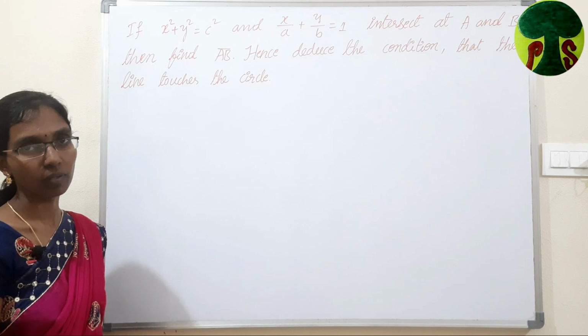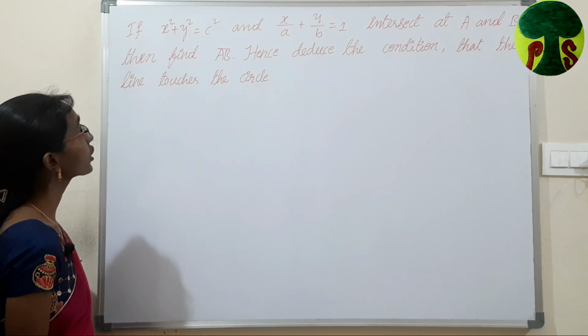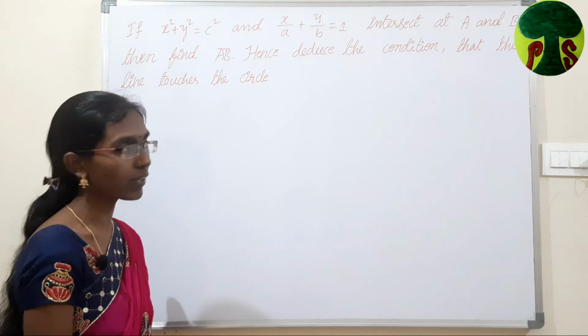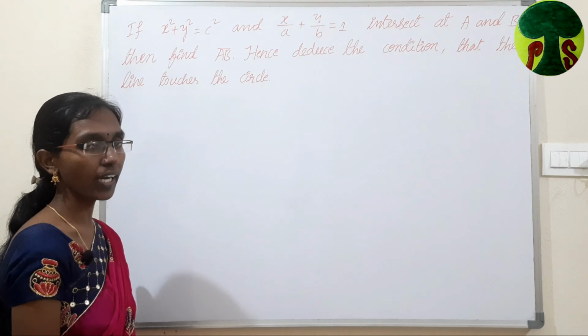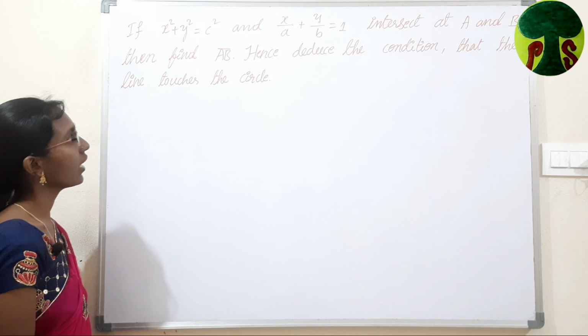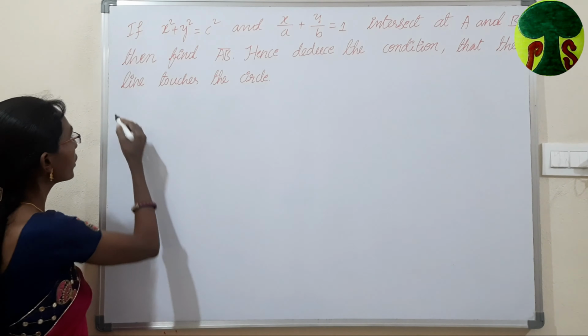Let us solve another problem to enhance our knowledge. The question is: if x square plus y square equals c square and x by a plus y by b equals 1 intersect at A and B, then find AB, and deduce the condition that the line touches the circle. Solution.